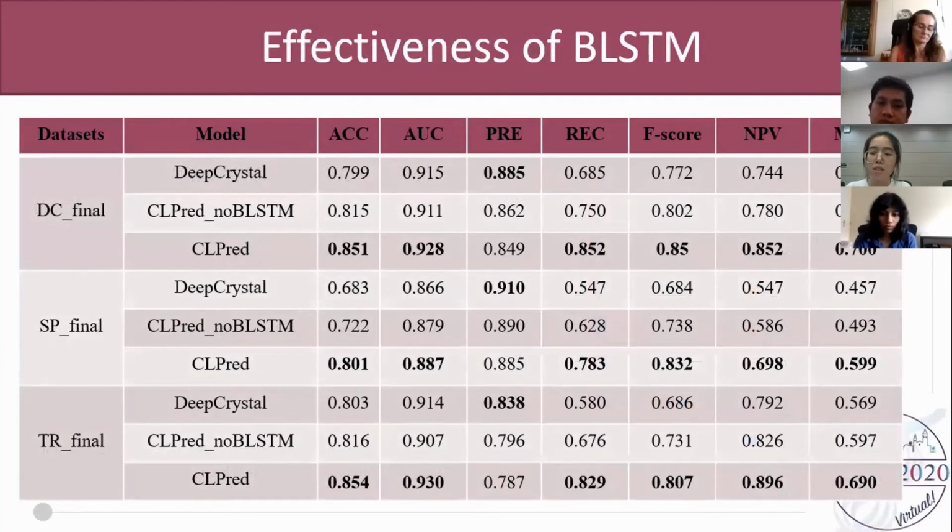In order to demonstrate the effectiveness of BLSTM, we compare the prediction performance of CL-PRED with a new version which uses a CNN layer instead of the BLSTM layer. As shown in the table, we can find that for most of the metrics, the prediction results of our method without BLSTM and DeepCrystal are relatively similar. But the prediction result of our method with BLSTM performs significantly better. This also confirms that the feature representation learned by BLSTM plays an important role in effectively predicting which sequences can produce diffraction quality crystals.